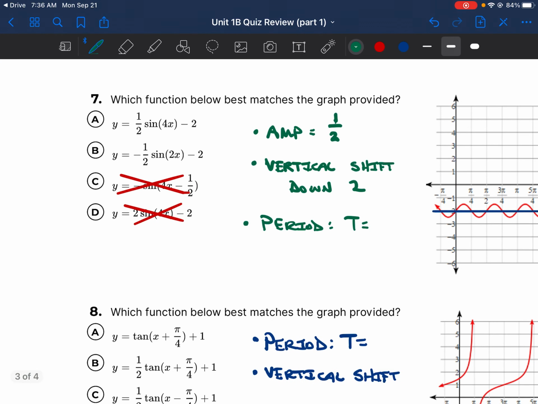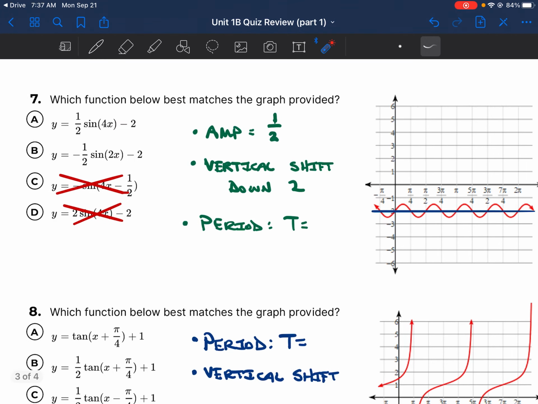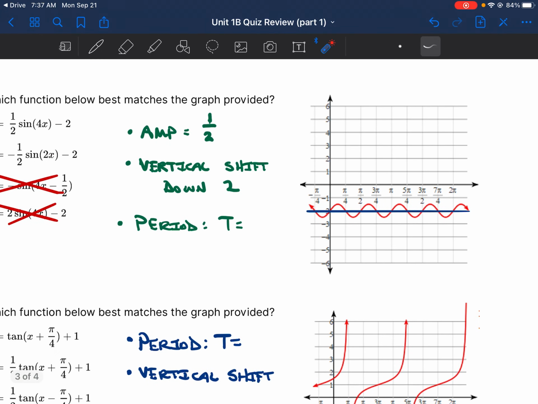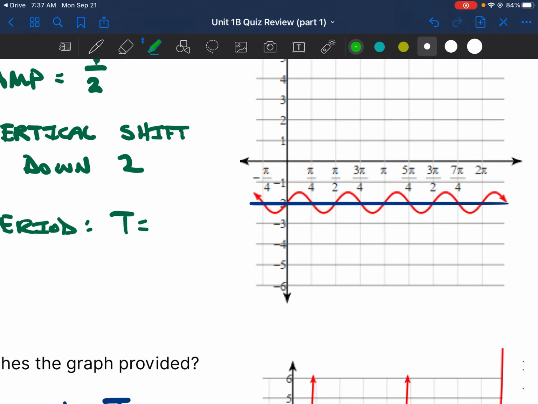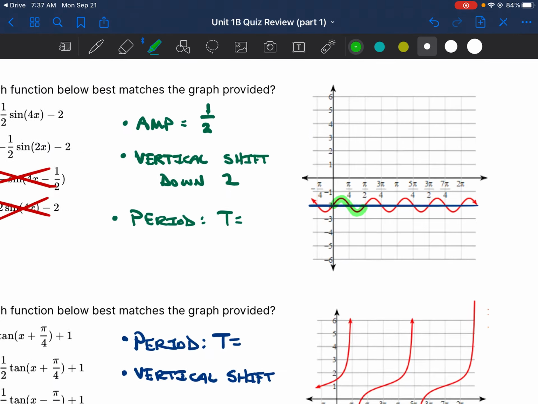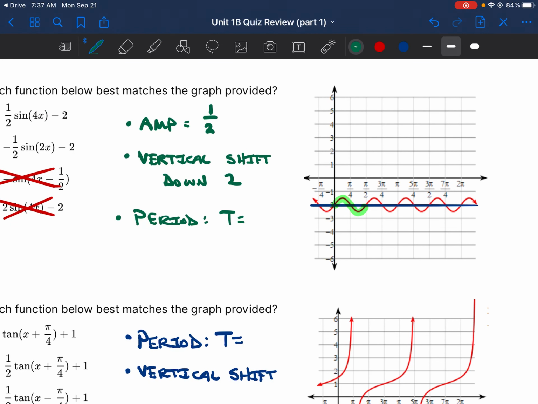Well, looking at our remaining answer choices, both of them have a vertical shift of down 2, so that doesn't help us too much. However, the period is going to help us. So let's identify the period here. It looks like one complete cycle will go from 0 to pi over 2. So the period is going to be pi over 2.